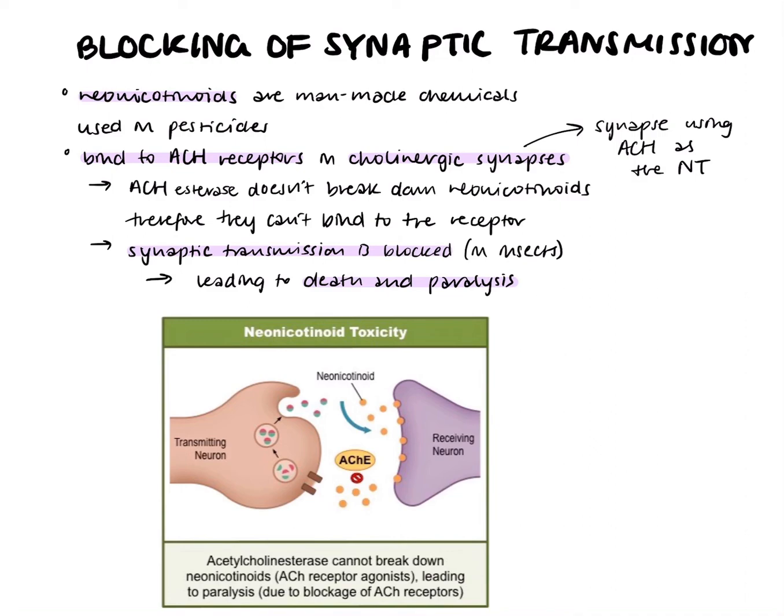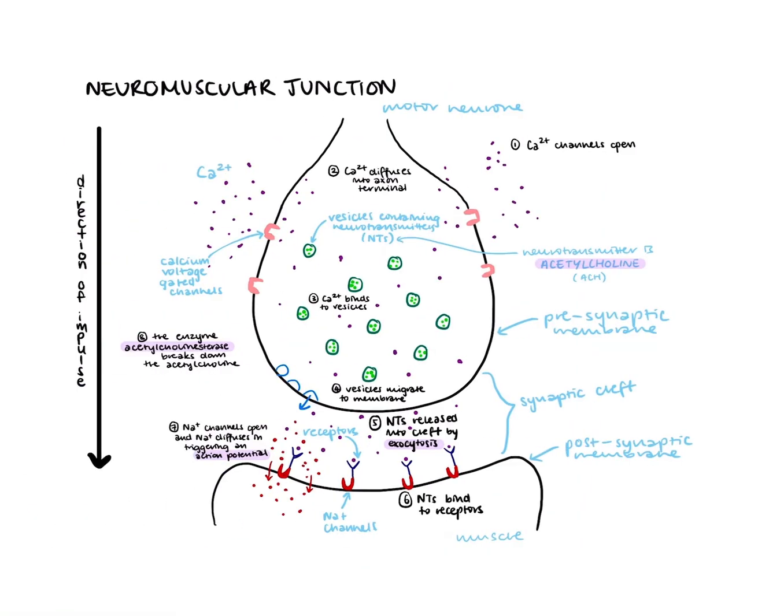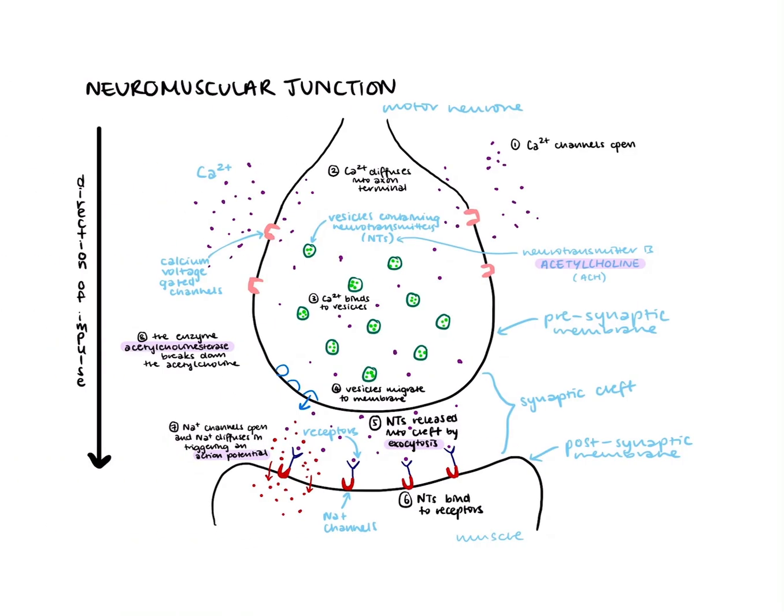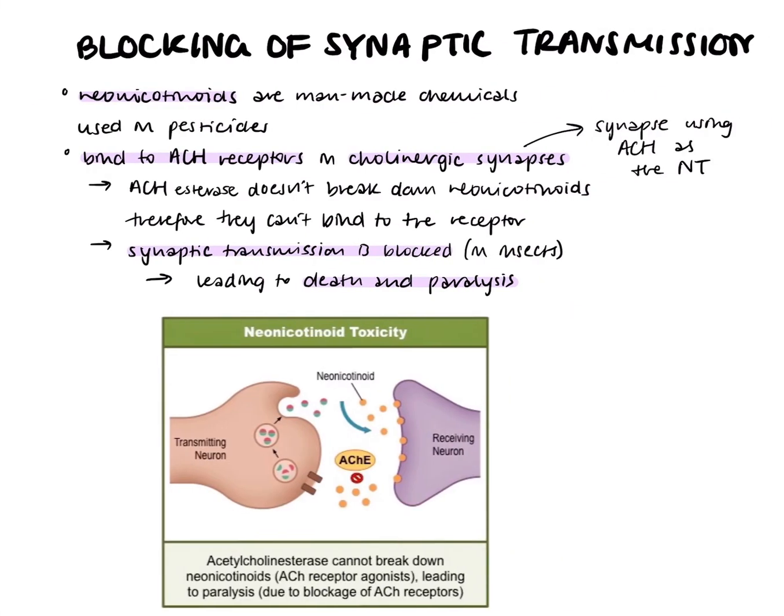So neonicotinoids will bind to the receptors in cholinergic synapses, and ACH esterase, which is the enzyme that I previously mentioned, will not break down these neonicotinoids, preventing acetylcholine from the transmitting neuron from binding with the receiving neuron. As the receptors are now blocked by the neonicotinoids and acetylcholine can no longer bind to the receptors, in this case, the sodium channels will not be opened, and so sodium ions can't diffuse in, and therefore an action potential will not be triggered. So this prevents synaptic transmission and causes it to be blocked, as an impulse isn't propagated and there's no action potential created in the receiving neuron.